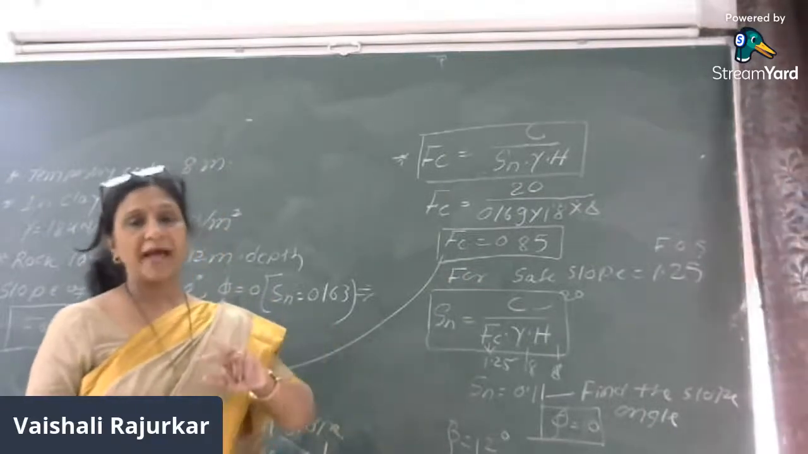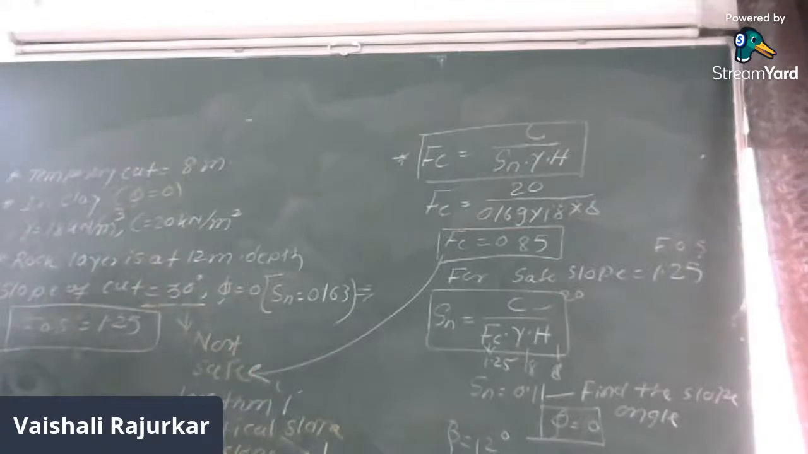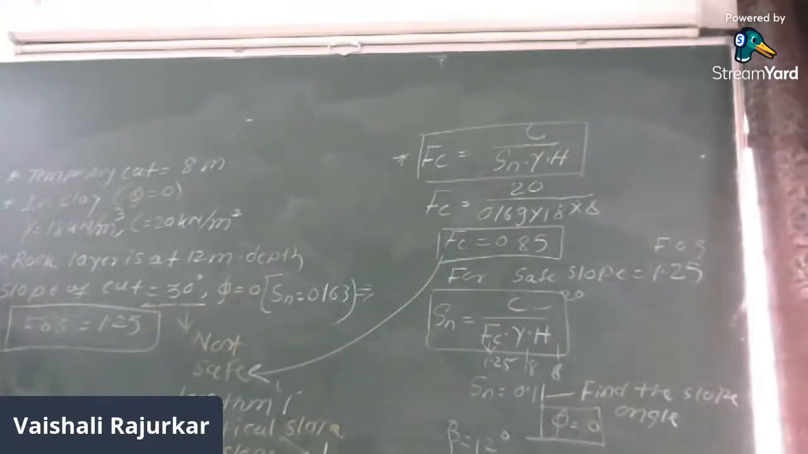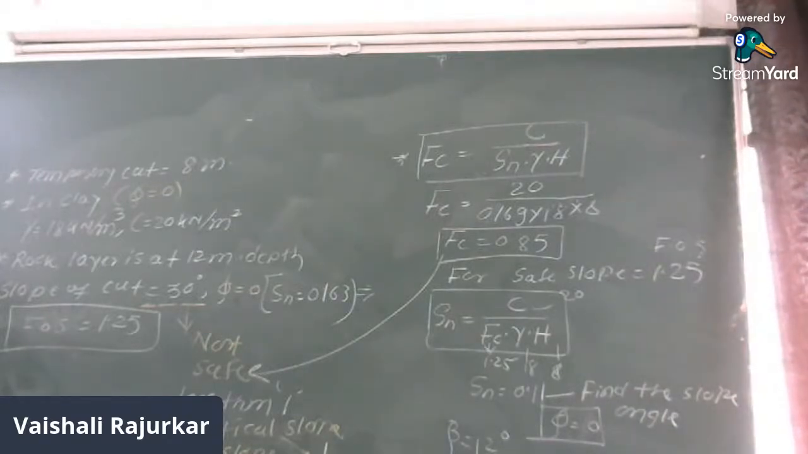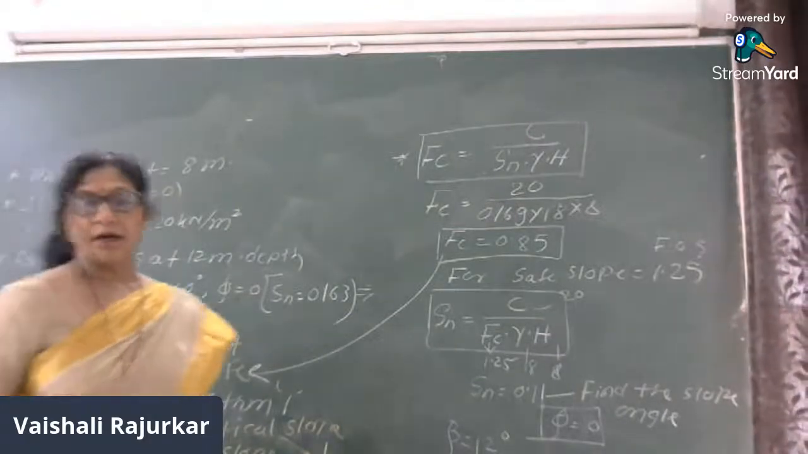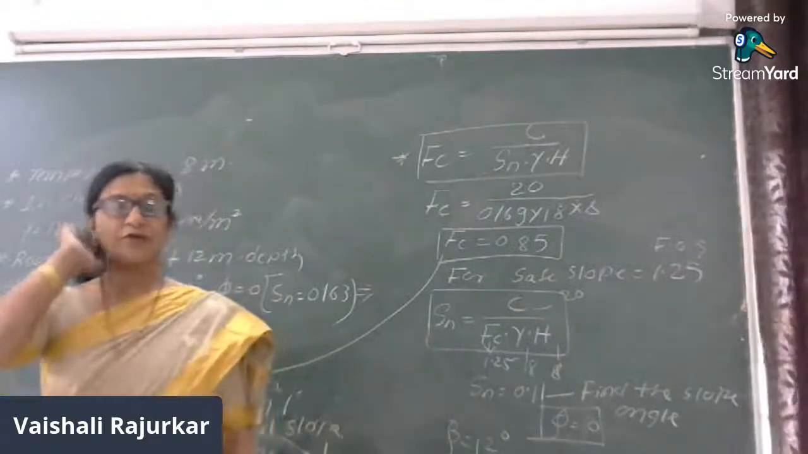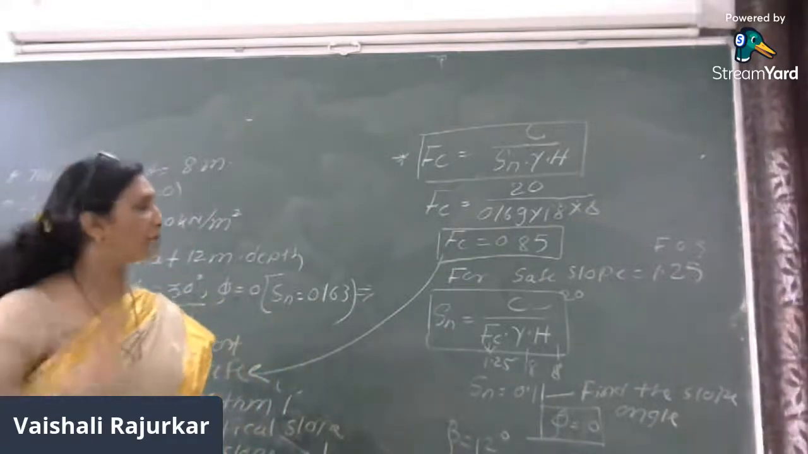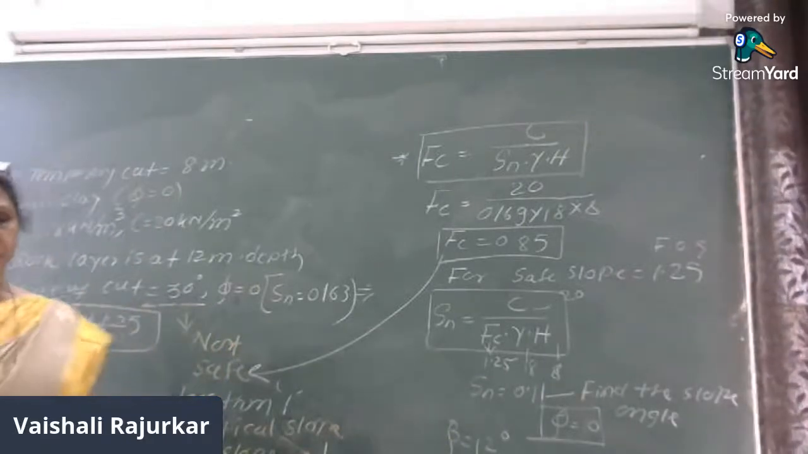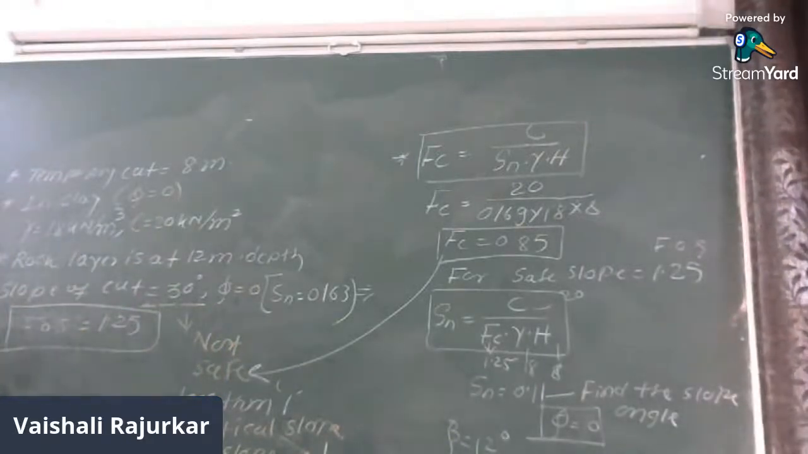So we will make a back calculation one more time and find the beta value. From the beta, it is observed that the angle of inclination has to be taken as 12 degrees, then only your factor of safety will be more than 1.25, and the slope is a safe slope. You just go through this. We'll have more numericals.